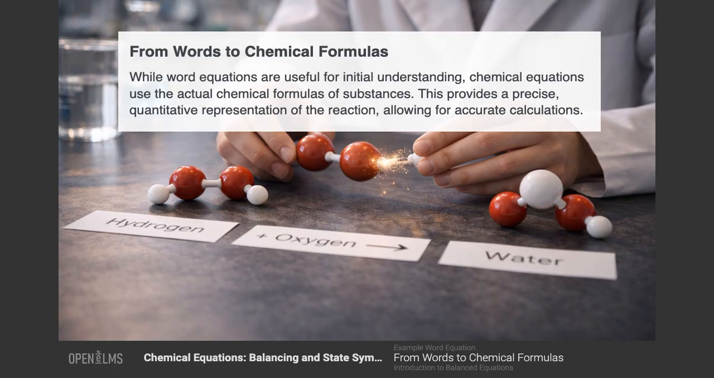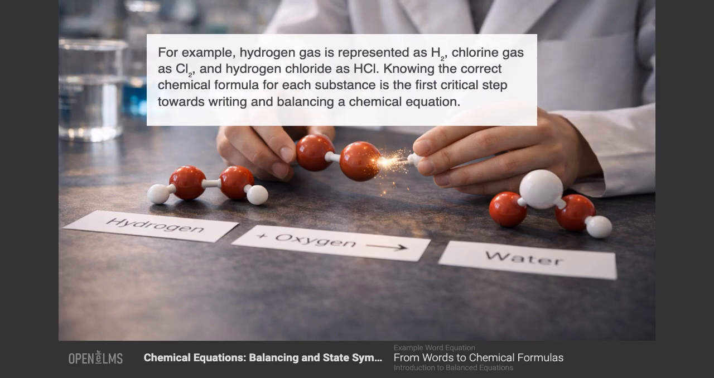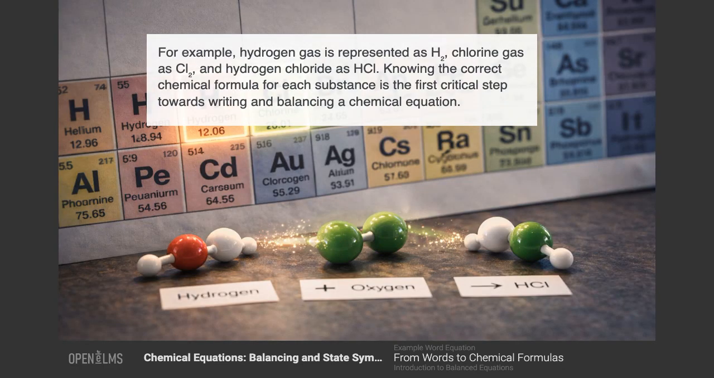From words to chemical formulas. While word equations are useful for initial understanding, chemical equations use the actual chemical formulas of substances. This provides a precise quantitative representation of the reaction, allowing for accurate calculations. For example, hydrogen gas is represented as H2, chlorine gas as Cl2, and hydrogen chloride as HCl. Knowing the correct chemical formula for each substance is the first critical step towards writing and balancing a chemical equation.